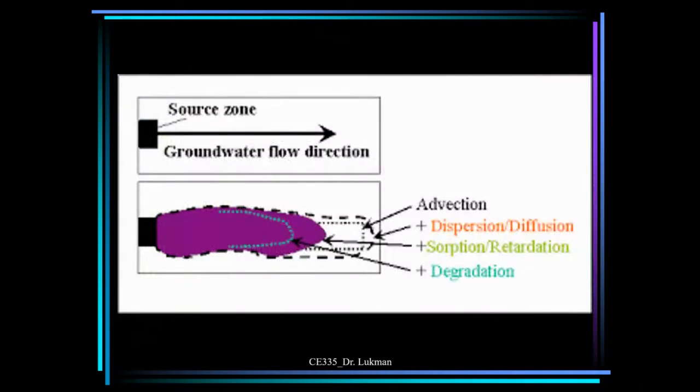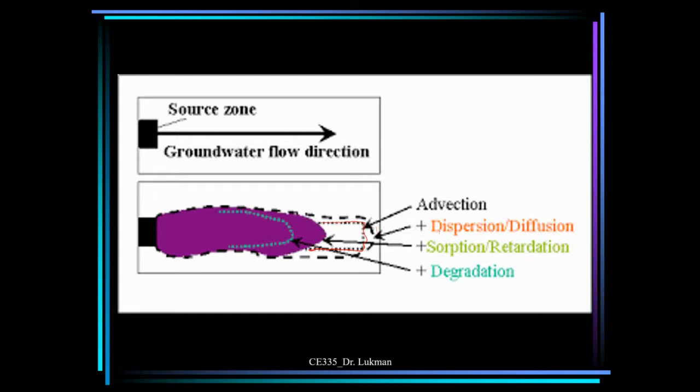Now when you have a source of contamination which is releasing contaminant into the groundwater flow direction, you can see it will be moving like this. If you are modeling it using advection, it will move like a plug, like in this case, without any distortion. If you consider dispersion and diffusion, then it will be spread. It will not be a regular, rectangular-shaped plume. It will be distorted.